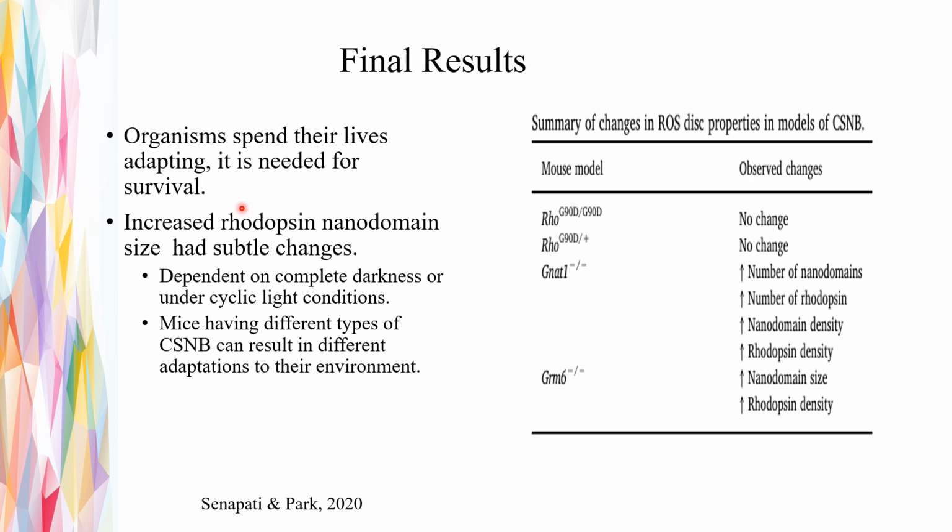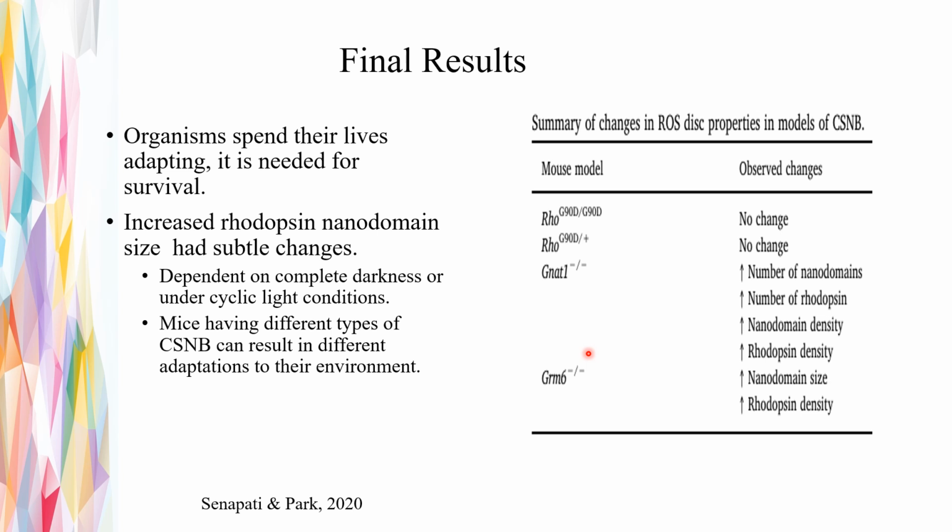Organisms spend their lives adapting. It is needed for survival. Increased rhodopsin nanodomain size has subtle changes. It is dependent on complete darkness or cyclic light conditions. Mice have different types of CSNB that can result in different adaptations to their environment.